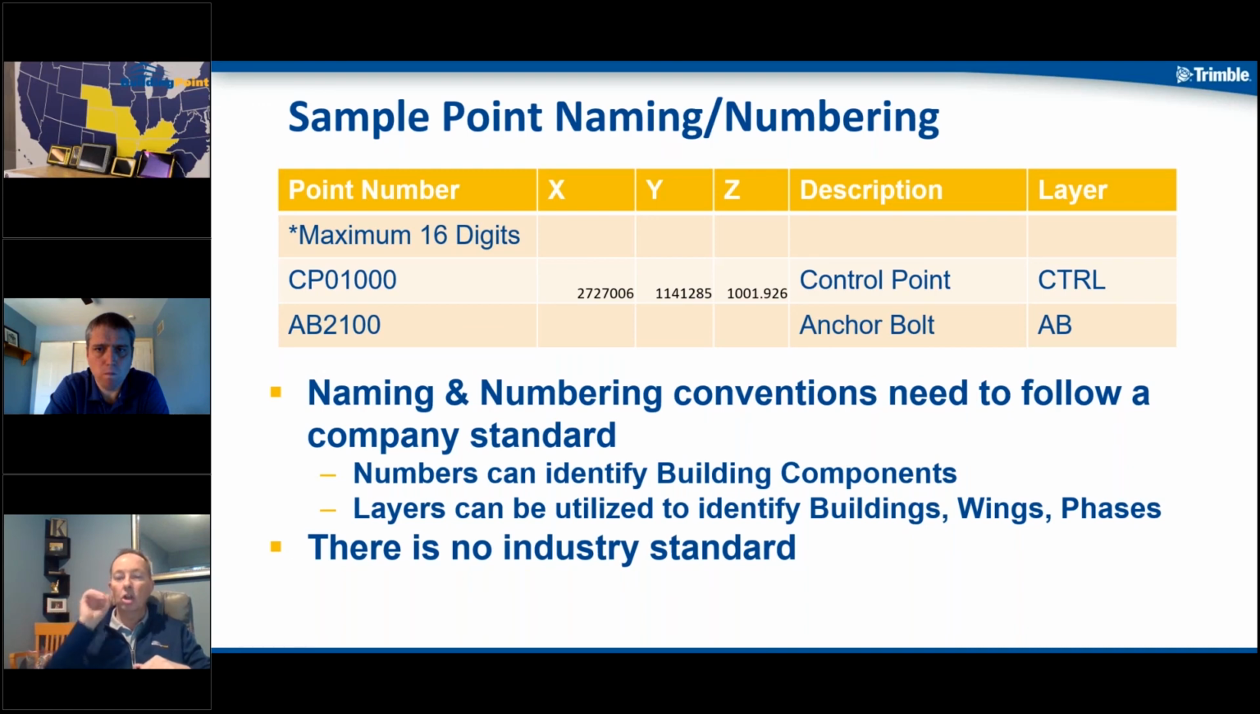And then we've got anchor bolts as another example, AB2100. That might be your point number. Your description is anchor bolt, and then your layer is AB. So that's some of the conventions and naming ways that we've seen done, and that some of our users, Corey and Sean, have actually used in the industry when they're going out and doing things. But that will tell you as an identifier, AB2100, you know that's anchor bolt number 2100, and it's identified within the model. All right, so there's your naming and numbering conventions, but they need to follow that standard.